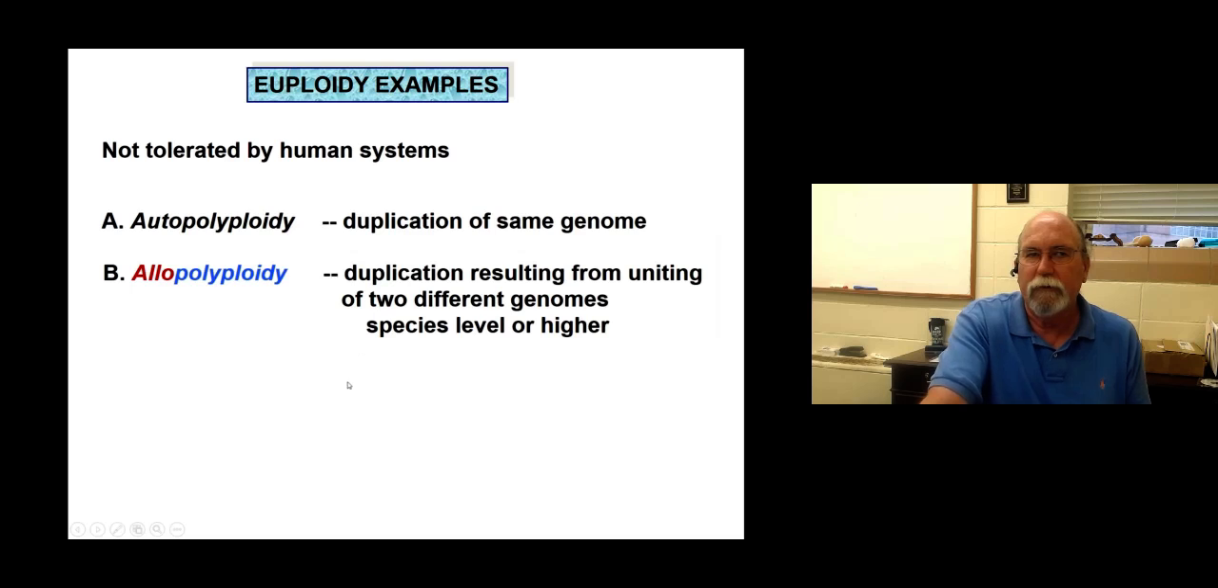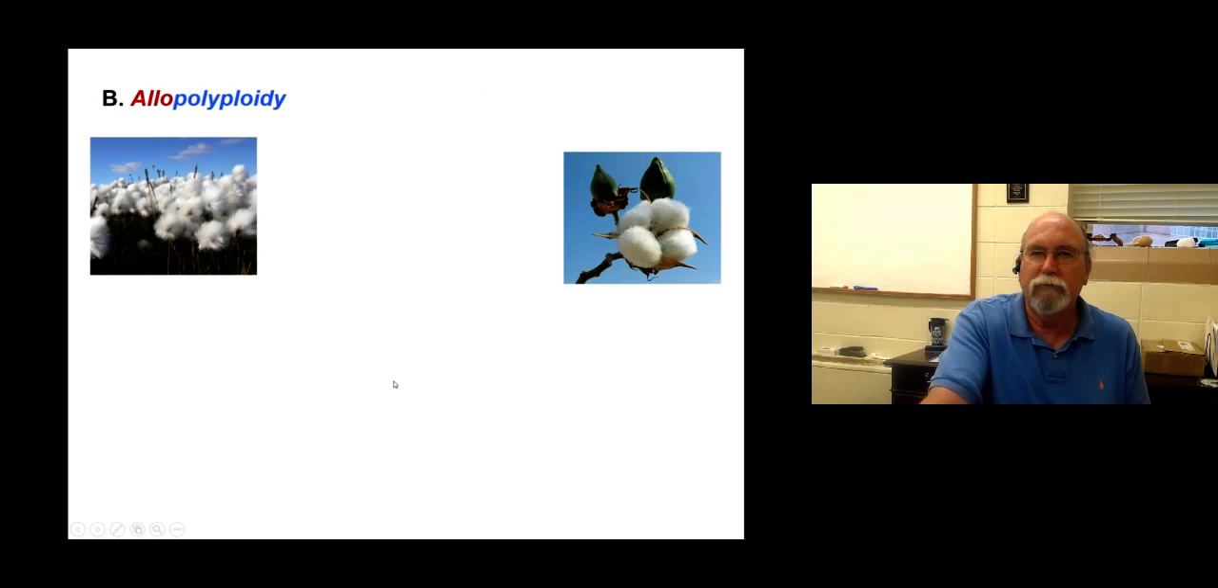Okay, now the other form of all this is what's known as allopolyploid. All right, so we're going to put different genomes together. So I'll give you a few examples of that. One that's very important throughout this country is cultivated American cotton.